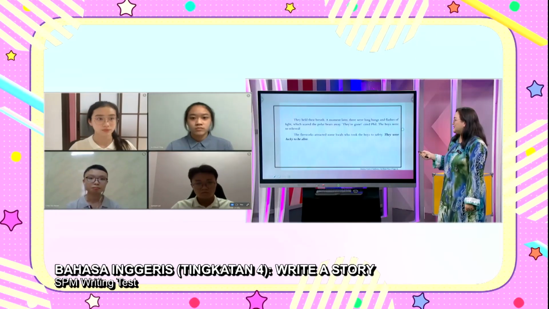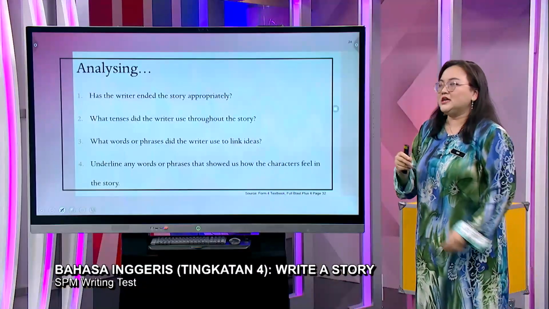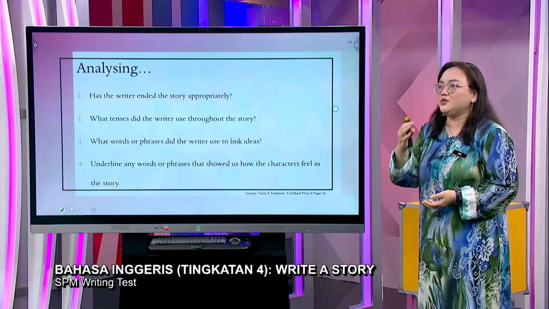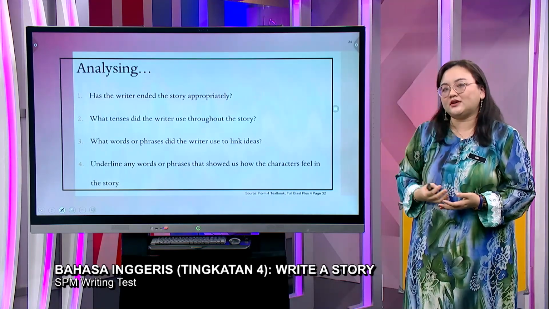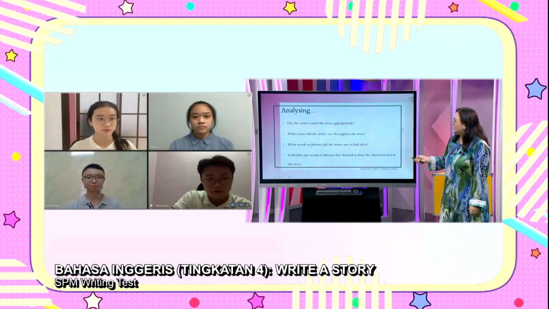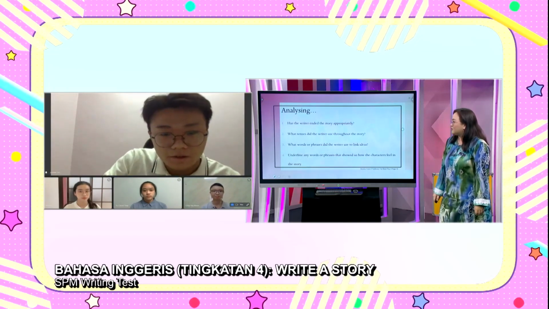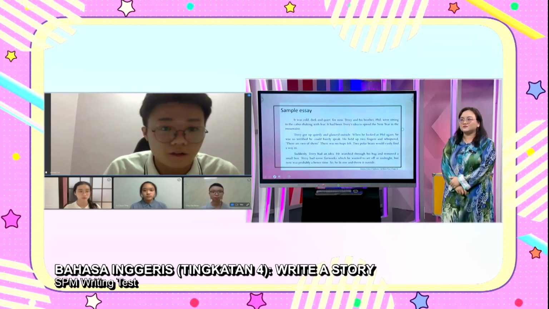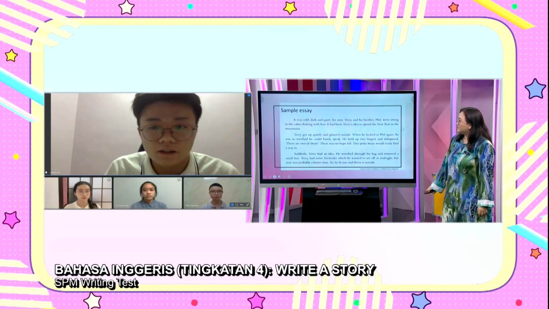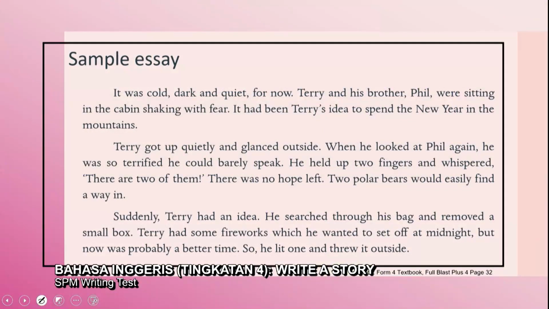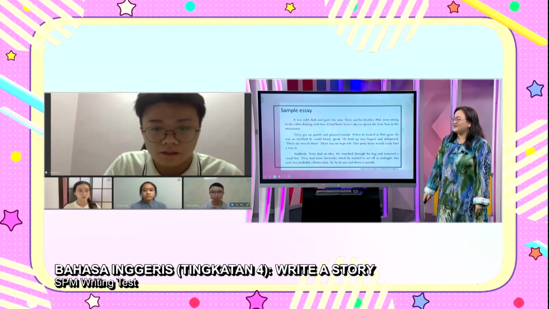So those are some of the examples that you can use to link your ideas together, like using the time expressions, "a moment later". Okay, how about the last question? Any words or phrases that show us how the characters feel in the story? Anyone would like to try this? Junwei, you haven't got the chance, right? Now it's your turn. Actually, there are a few words to show that the characters feel terrified. For example, quiet, cold, shaking with fear, no hope left. Anything else you can give? Never mind, it's okay.